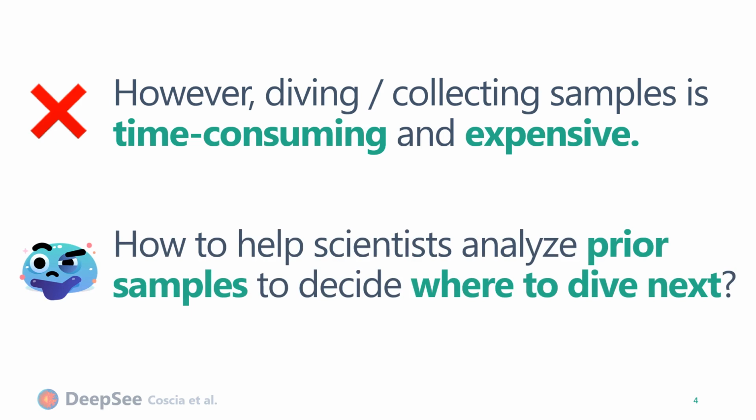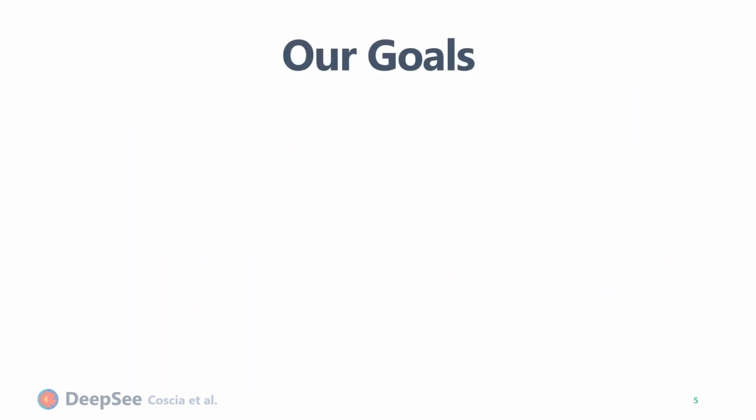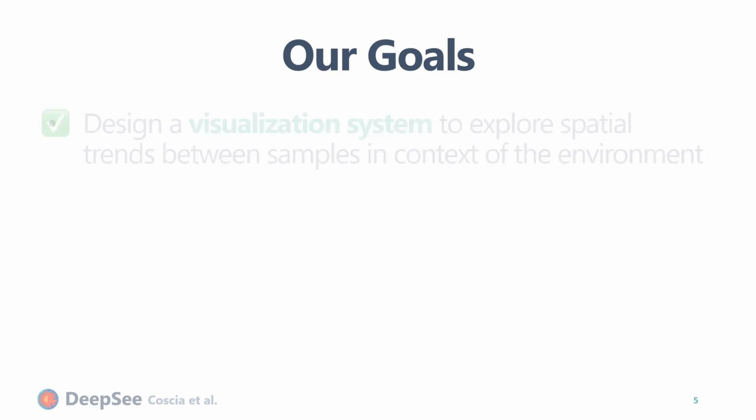Seeing prior sampling history to decide where to sample next can help maximize time spent conducting fieldwork, as well as increase the scientific return or long-term value and usability of prior sample data in the lab. To address this gap, we accomplished three primary goals in this design study.